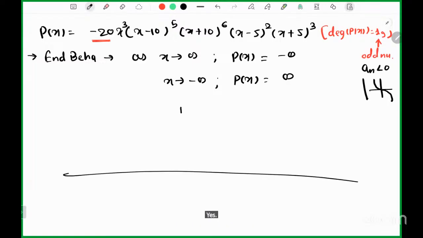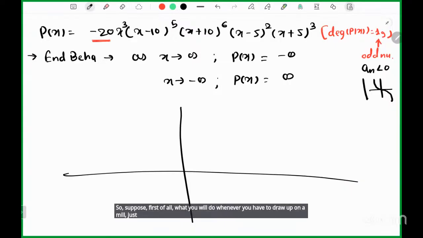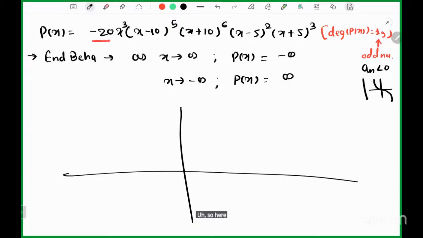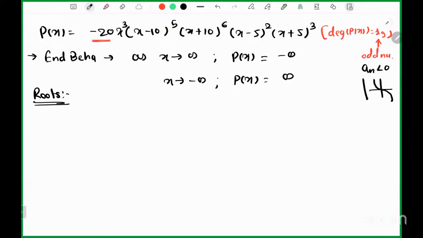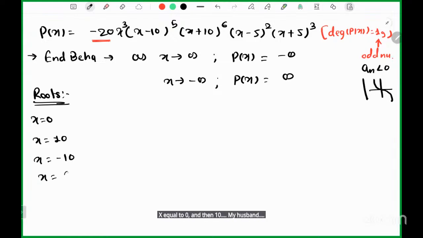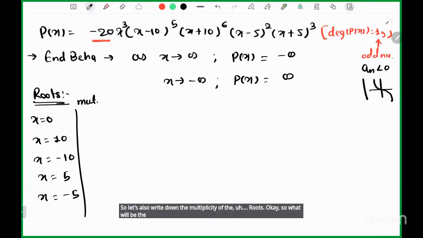So how will the end behavior help you? Let me show. Whenever you have to draw a polynomial, just plot the points. Points means roots. Can you tell me what the roots of this polynomial are? x equals 0, x equals 10, x equals minus 10, x equals 1, x equals 5, and x equals minus 5. Let's also write down the multiplicity of the roots. What will be the multiplicity of 0?